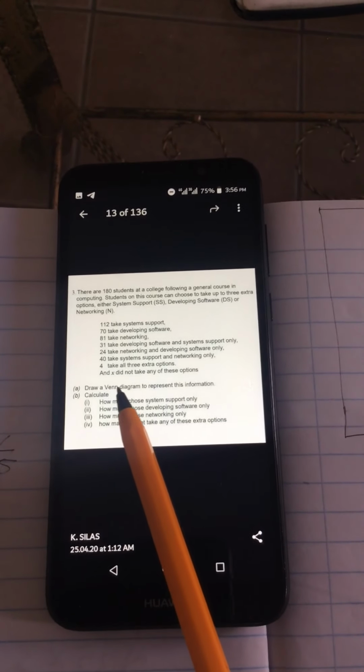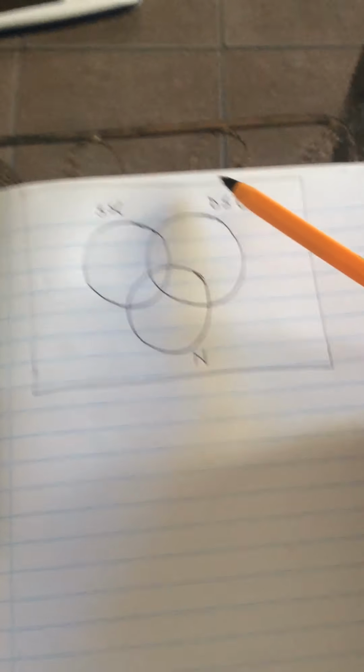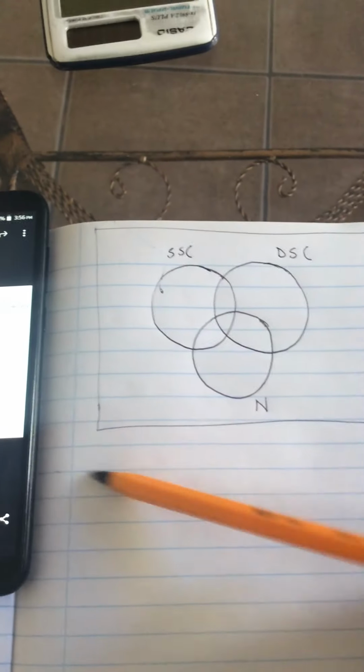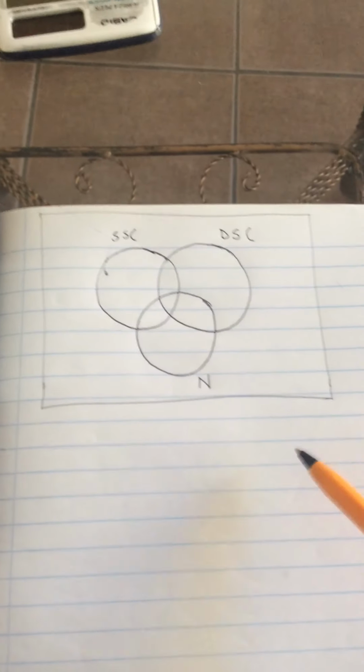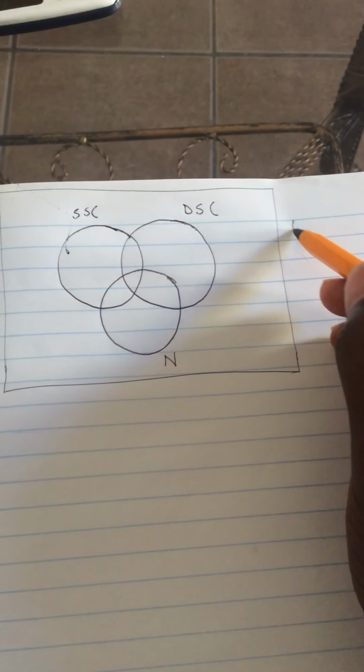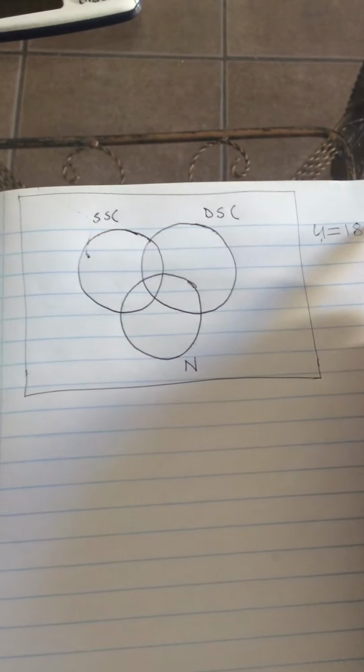Question A, draw a Venn diagram to represent this information. So here is my Venn diagram. This whole box represents the universe. The universe, the population, is 180 students.